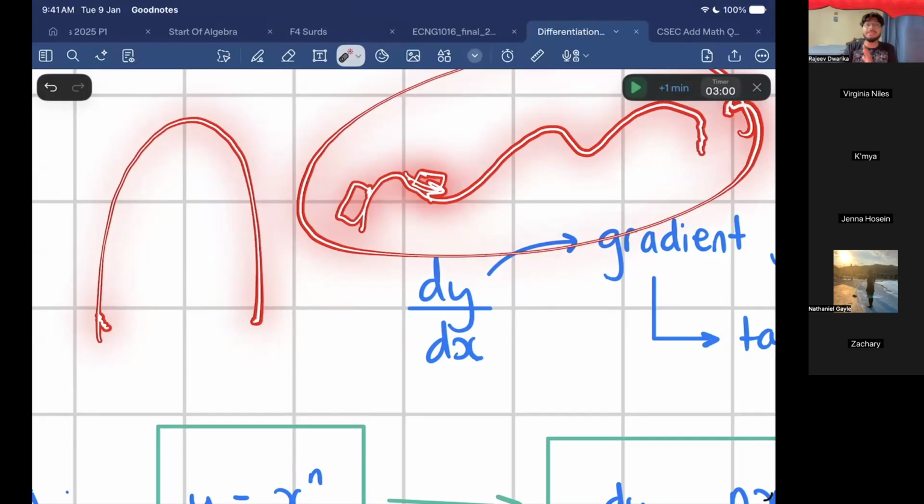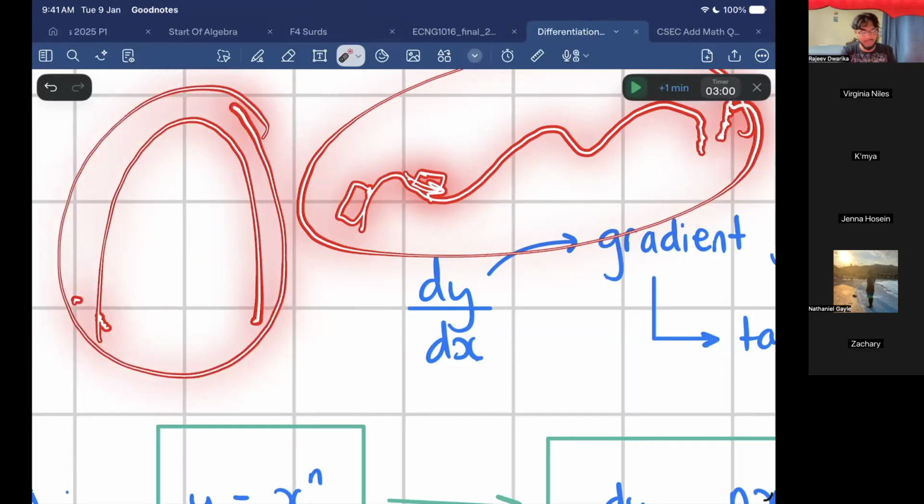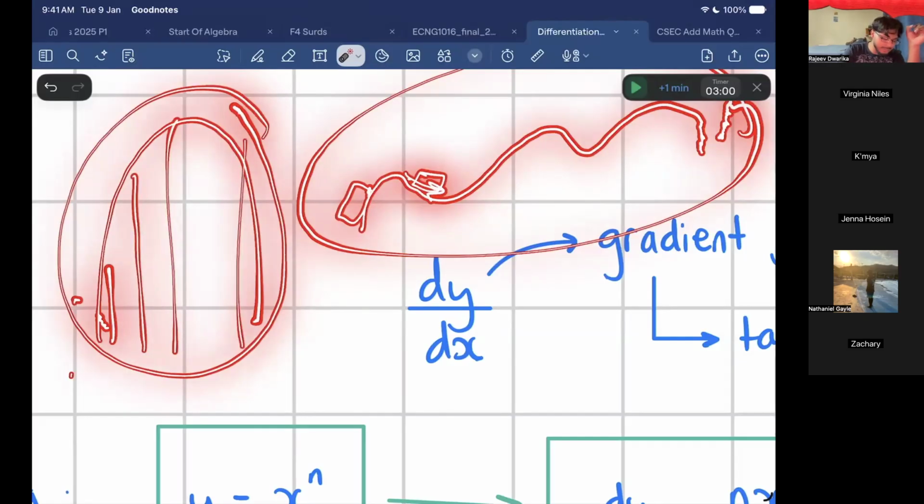Okay, slope just means steepness. Does it look like it's the same steepness everywhere? No, it does not. Same way over here, this does not look like the same steepness. So at every value for x, the gradient is going to change. The gradient is given by the tangent at that x value.